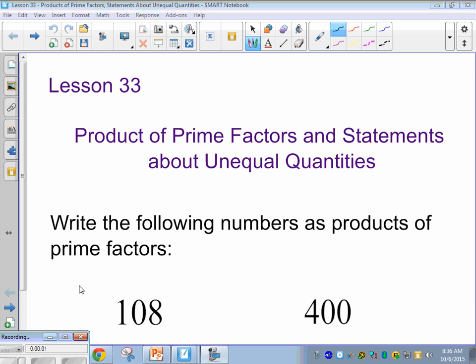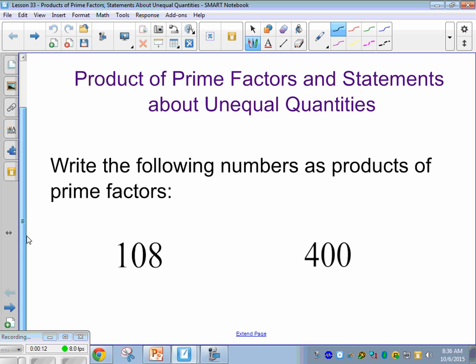Okay, so first, product of prime factors. So basically what we're going to do is find the prime factorization, is the fancy term, of bigger numbers. So what that means is we want to write these numbers as a product of prime factors. So we're going to factor this thing out all the way down to prime numbers, and we're going to rewrite it: 108 equals blah, blah, blah. All these prime numbers times each other.